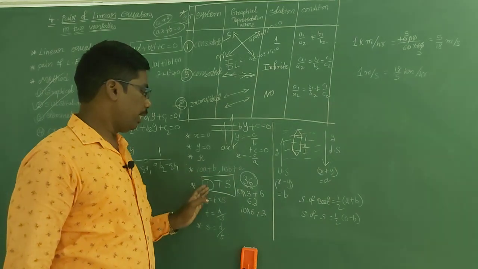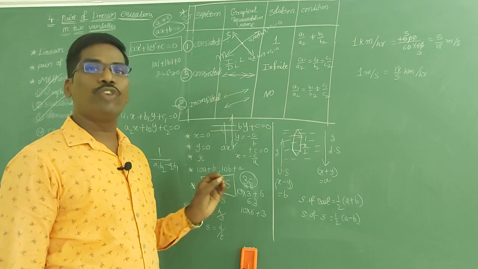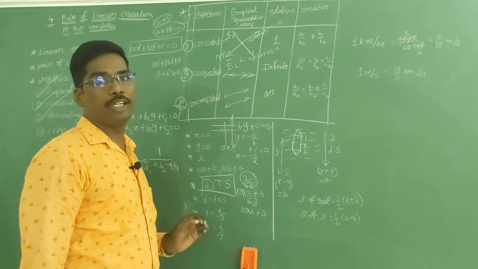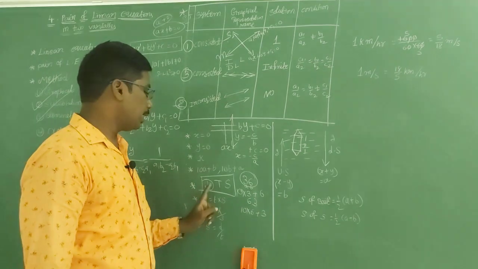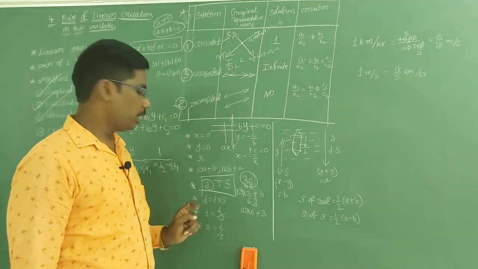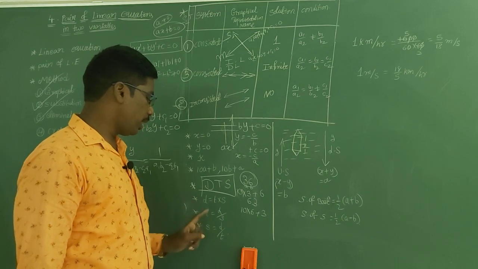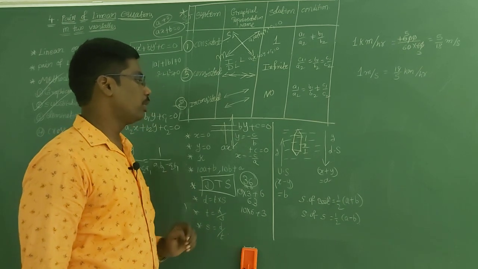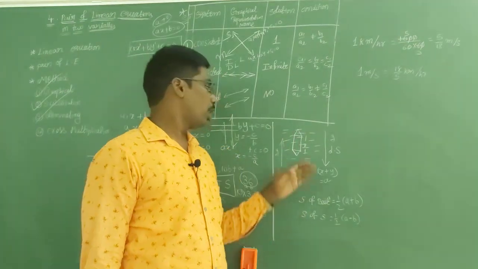Now, DTS. In olden days, in movie theaters, DTS sound used to be there. So that is the shortcut for remembering distance, time, speed. Distance is equal to time into speed, and time is equal to distance by speed, and speed is equal to distance by time.